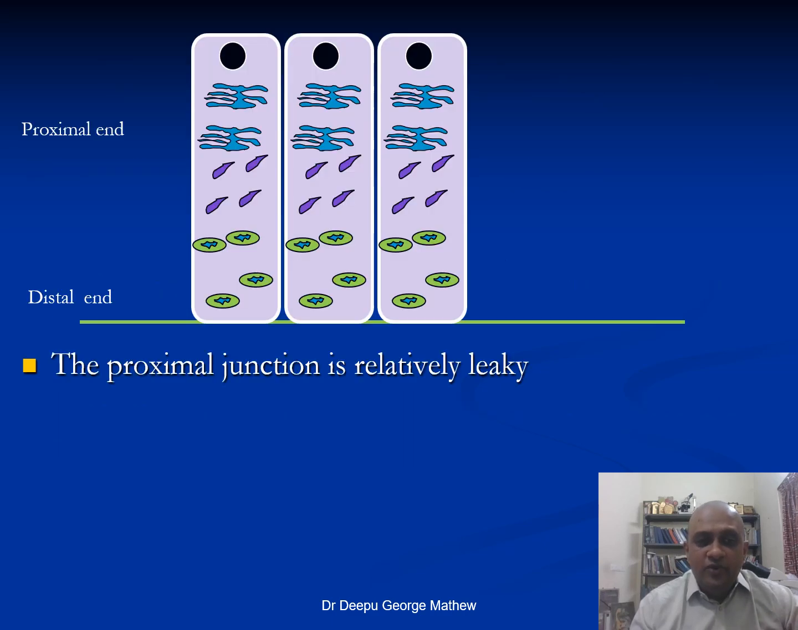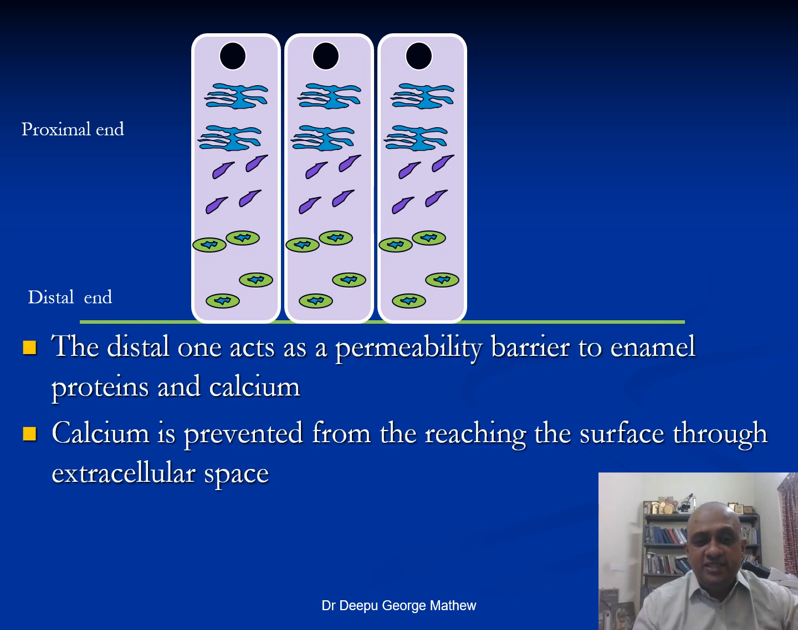Initially, what forms are the proximal junctions away from the basement membrane, and these junctions are usually leaky, they're not very intact. And then what forms are the distal junctions, and the distal junctions are pretty tight, and they act as a permeability barrier and prevent the calcium from reaching the surface through the extracellular space. So whatever has been secreted to the basement membrane area above the dentine will not get washed away. The distal tight junctional complexes make sure whatever is secreted by the ameloblast will remain over there.